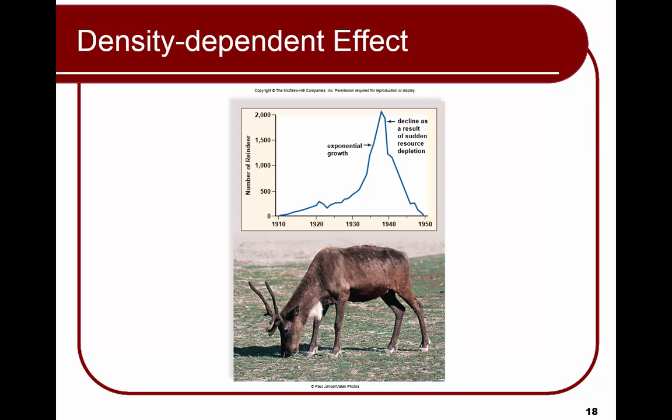Here's an example of a density dependent factor, overgrazing. Look at the reindeer in 1910, 1920, 1930. We get to 1940 and we're up at 2,000. Suddenly there's a decline because of overgrazing. That's density dependent. The number of individuals in that population overgrazed, and so they started dying off. There was not enough food.